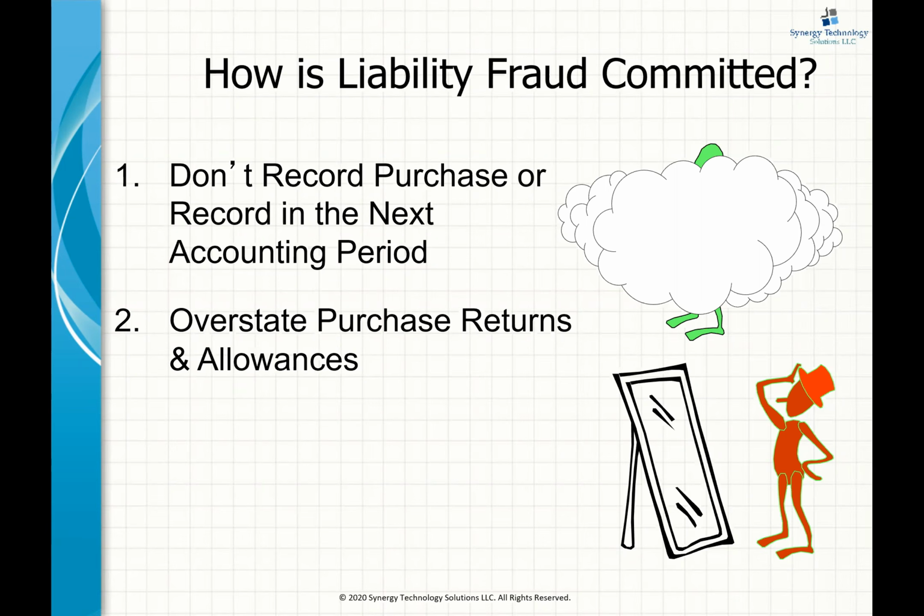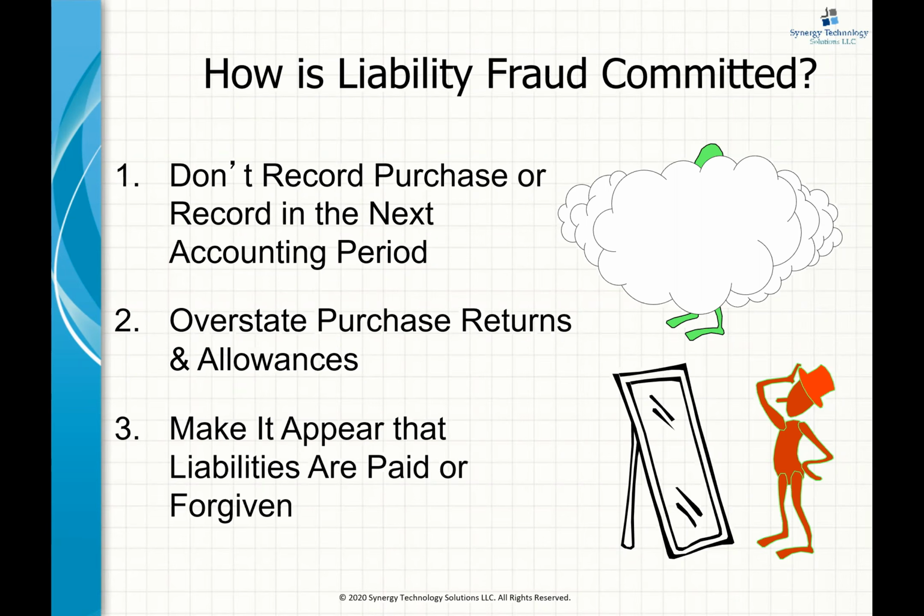Overstate purchase returns and allowances. Make it appear the liabilities are paid or forgiven. That means you will say, oh yeah, the vendor has written off the outstanding bad debt. Okay, outstanding liabilities, so we don't have to pay. Sometimes that is recognized as a revenue.